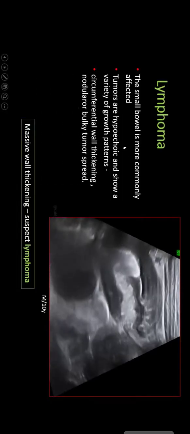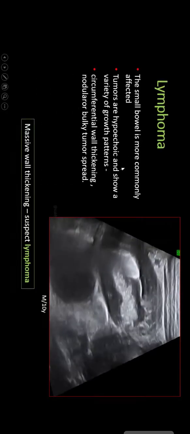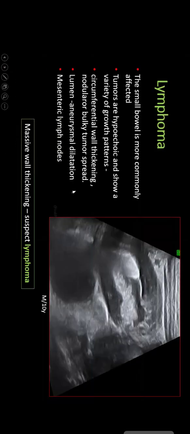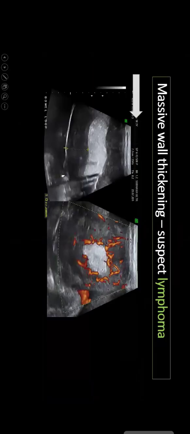So lymphoma usually involves the small bowel, more commonly the jejunum or ileum. Tumors are hypoechoic and show a variety of growth patterns like circumferential wall thickening, nodular thickening, bulky tumor spread. Lumen is showing aneurysmal dilatation because of gradual involvement of the mesenteric plexus. So there is destruction of the nerve plexus, so the lumen remains dilated. There is no obstruction in these patients. Mesenteric lymph nodes are present. When there is massive wall thickening, always suspect lymphoma, as in this case.